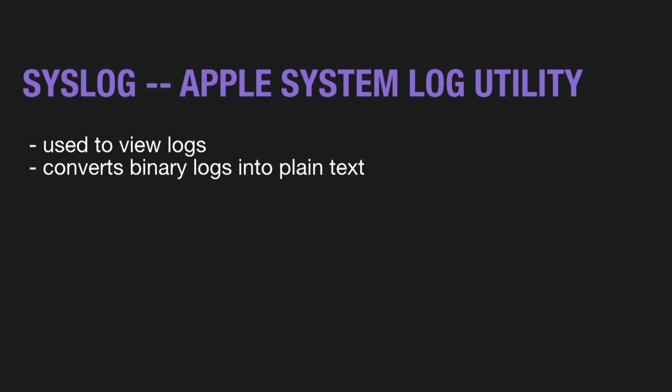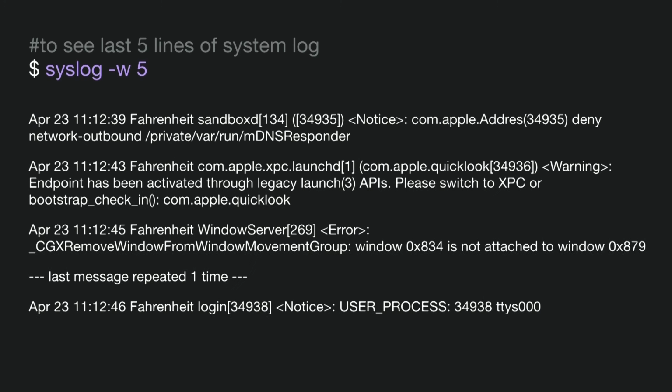So you can use Console to view your logs, or you can use syslog. And if you wanted to see, say, the last 5 lines of your system log, you can open up Terminal and type syslog -w 5. If you wanted to see the last 10, just change the 5 to 10, whatever you want to see. This is just an example, right? It'll vary. You'll get output like this.